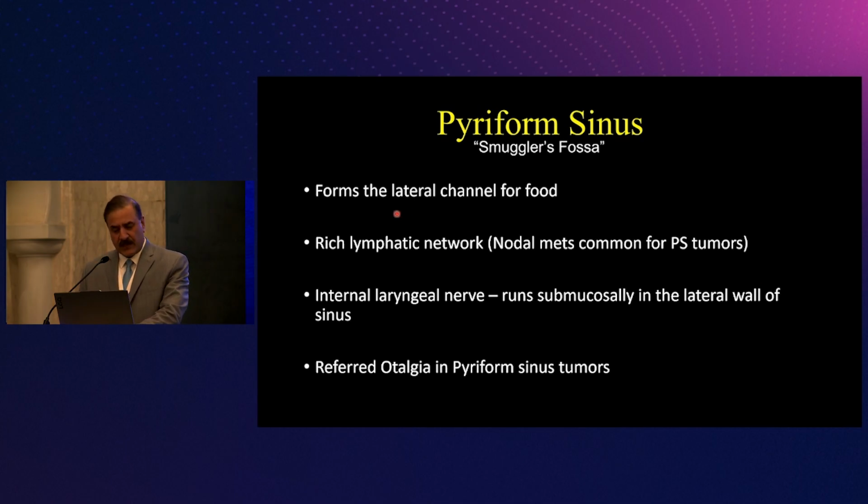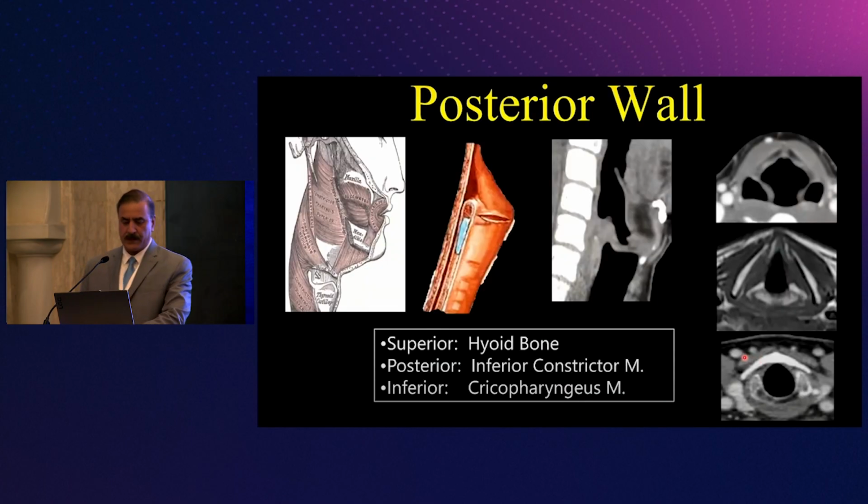So the functions, it's a lateral channel for food. It has a very rich lymphatic network, hence always ipsilateral or ipsilateral and contralateral lymph nodes are associated with this diagnosis. And as I said, you can have some referred otalgia also with this. Posterior pharyngeal wall is primarily made up by the cricopharyngeus muscle, and that's along the back end, and in front of it is the pharyngeal mucosal space itself of the hypopharynx.